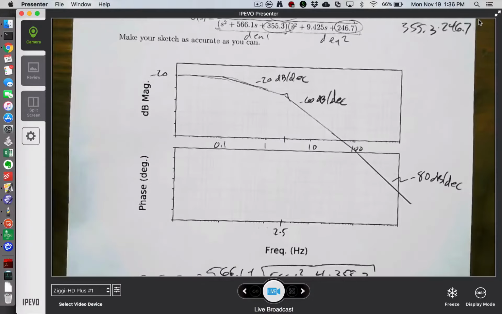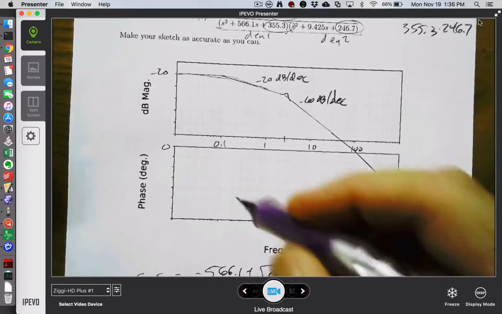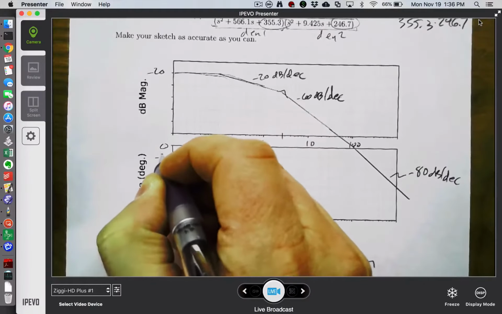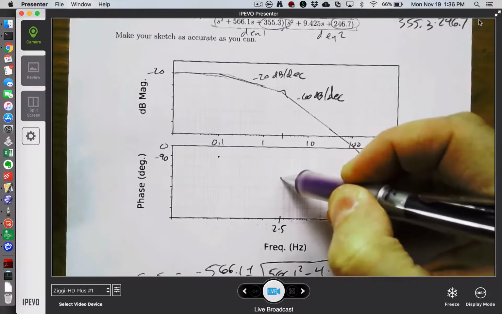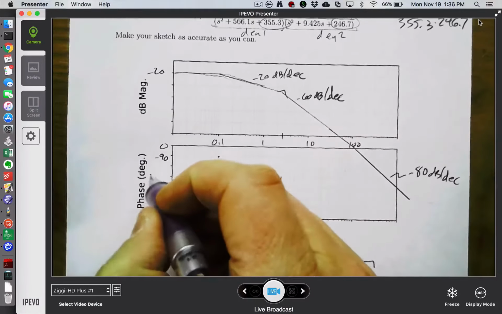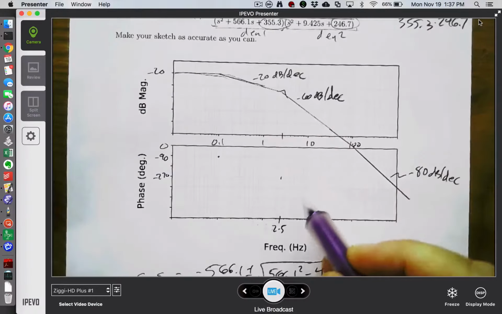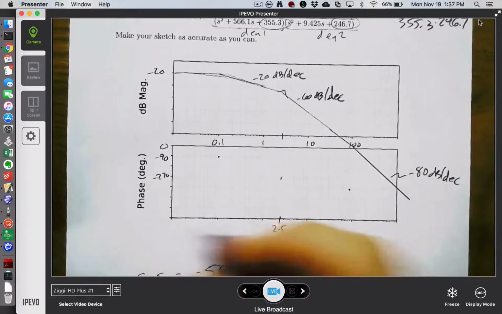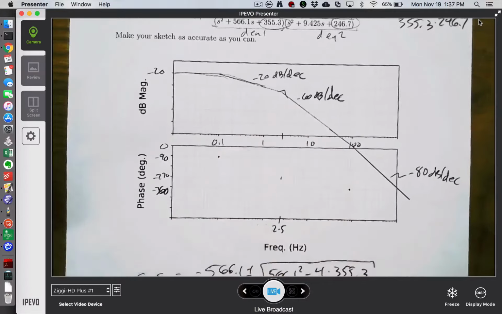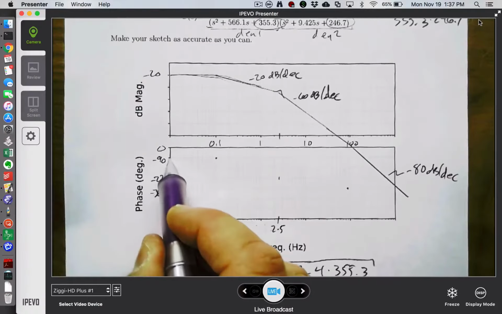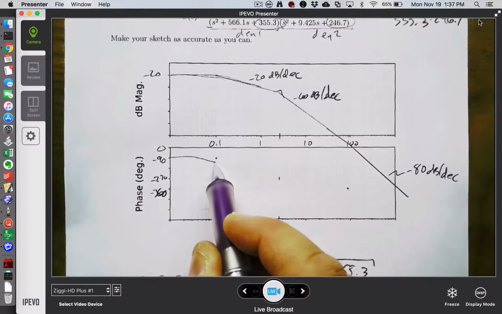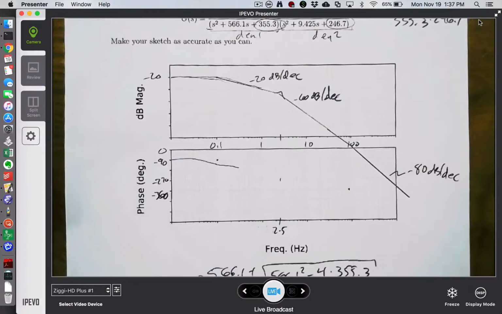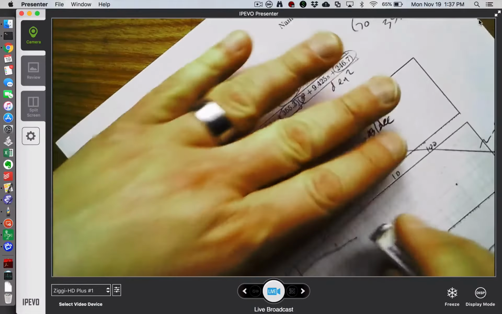And then my initial phase is going to start off at 0. When I get to 0.1, it would drop down to minus 90. When I get to 2.5, it would drop down to negative 270. And when I get to 90, it would drop down to minus 360. So my phase, yeah, I should draw the asymptotes first. I'm trying to do two steps at once, and I'm making a mess of that.